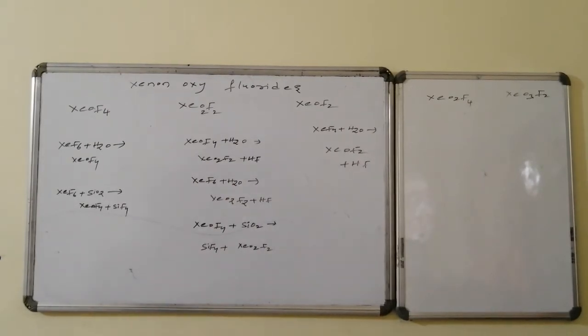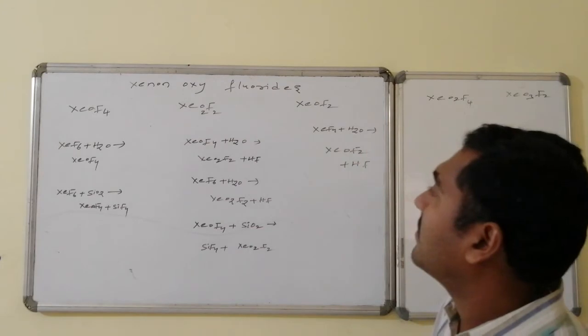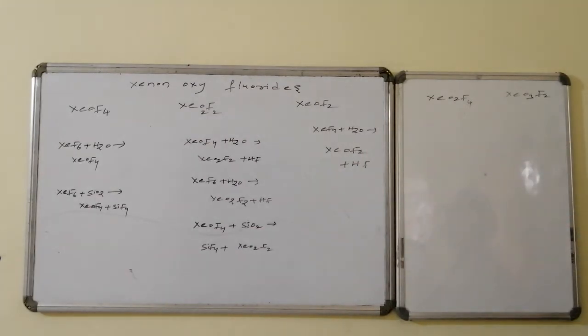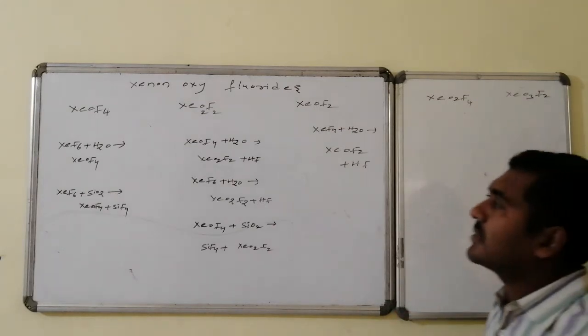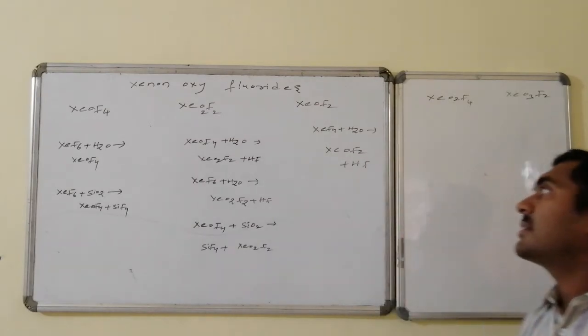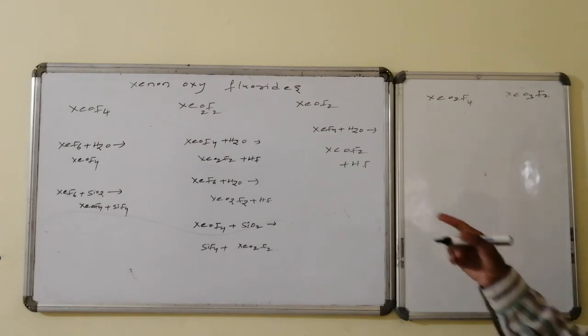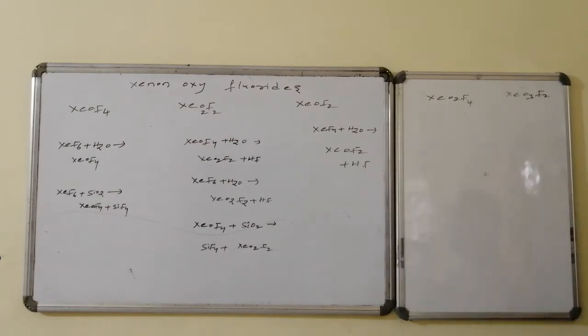And the oxyfluorides of xenon: xenon oxytetrafluoride, xenon dioxydifluoride, xenon oxydifluoride, xenon dioxytetrafluoride, xenon trioxydifluoride. Out of these, the important oxyfluorides are xenon oxytetrafluoride and xenon dioxydifluoride, which are derivatives of xenon hexafluoride, followed by xenon oxydifluoride, which is a derivative of xenon tetrafluoride.